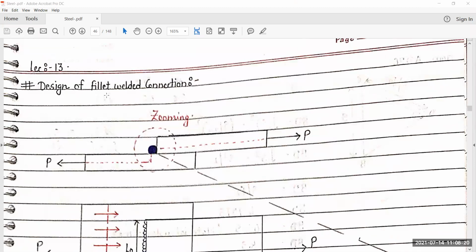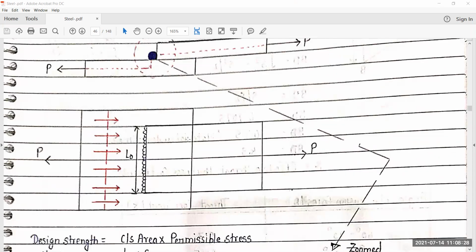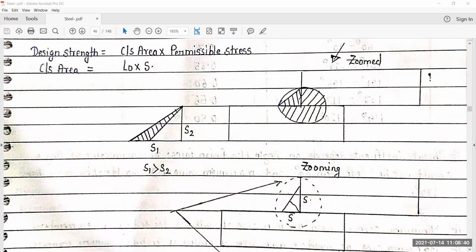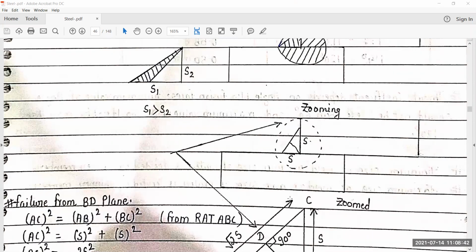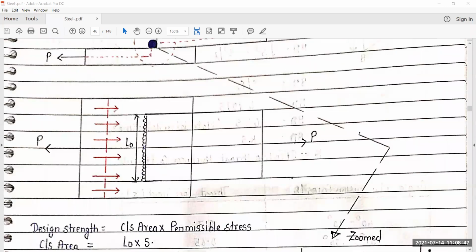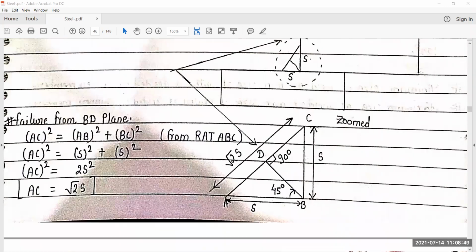Then now design of fillet weld connection. In the design of fillet weld connection, you're getting the value: design strength is cross section area into permissible stress, that is L into S. S1, S2, assuming value S.